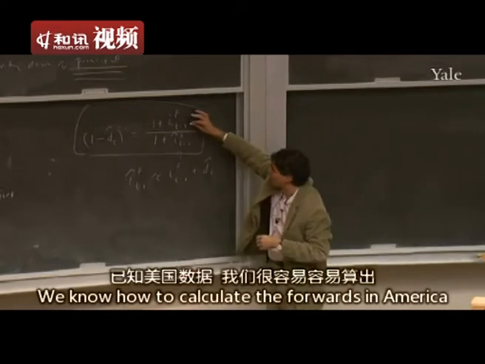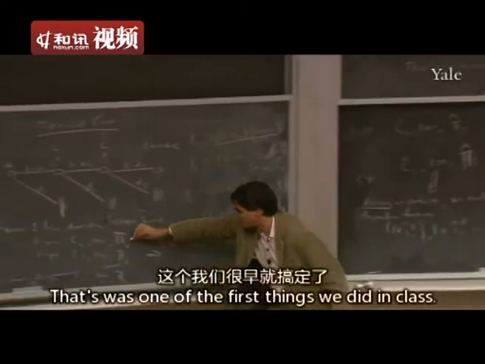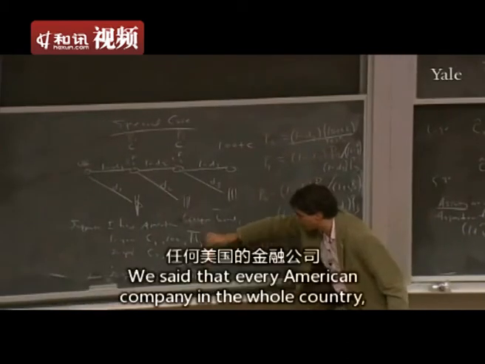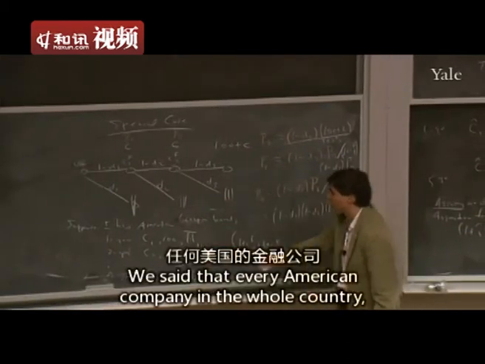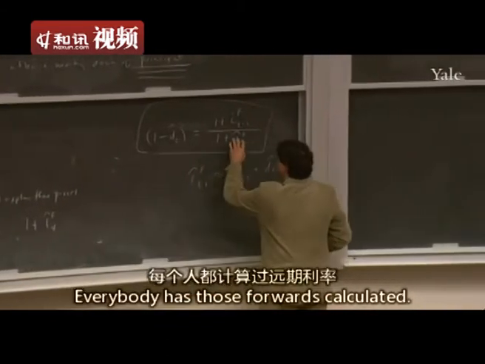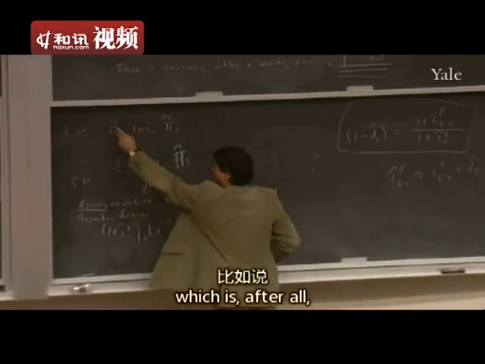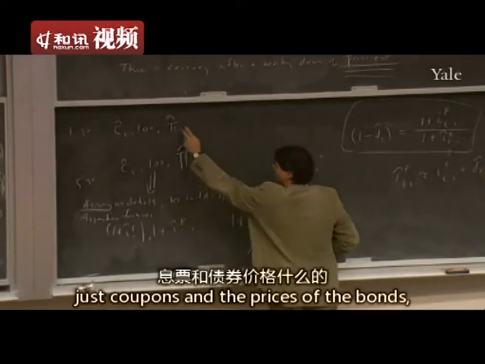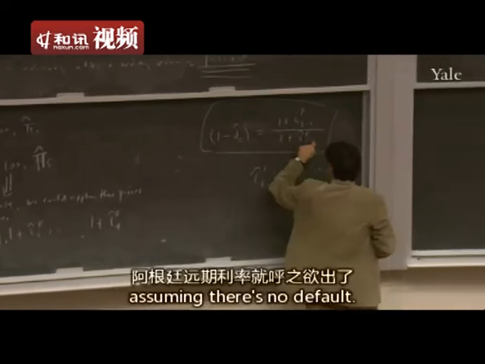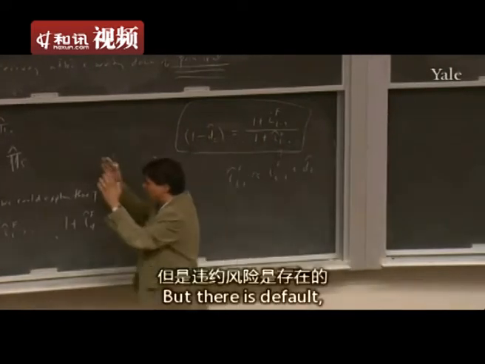Okay, we know how to calculate the forwards in America, given the American data. That was one of the first things we did in class. We said that every financial company in the whole country is doing that. Everybody has those forwards calculated. Now if you're given the Argentine data, which is after all just coupons and the prices of the bonds, you could find Argentine forwards, assuming there's no default. But of course, there is default.